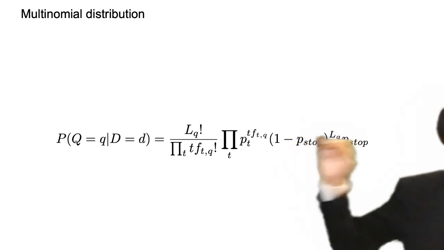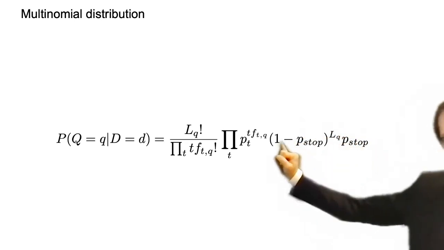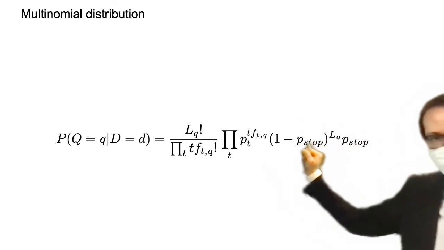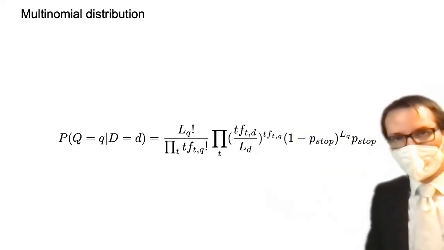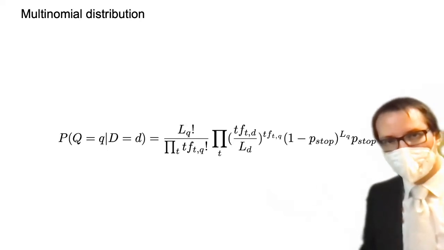It's the probability of generating the query Q. So this here does not depend on D, right? So I can just drop all of that, right? Okay.